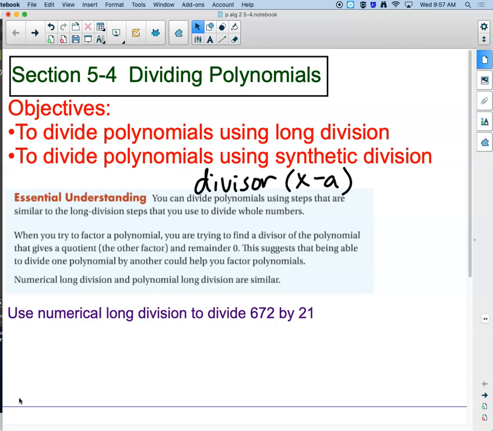So synthetic is not something that I could have taught you to replace yesterday's, because yesterday's they gave us things like this that we had to divide by. And notice there's a 3 in front of the x. Well, you can't do synthetic with that one. You can't. There's no way to do it.